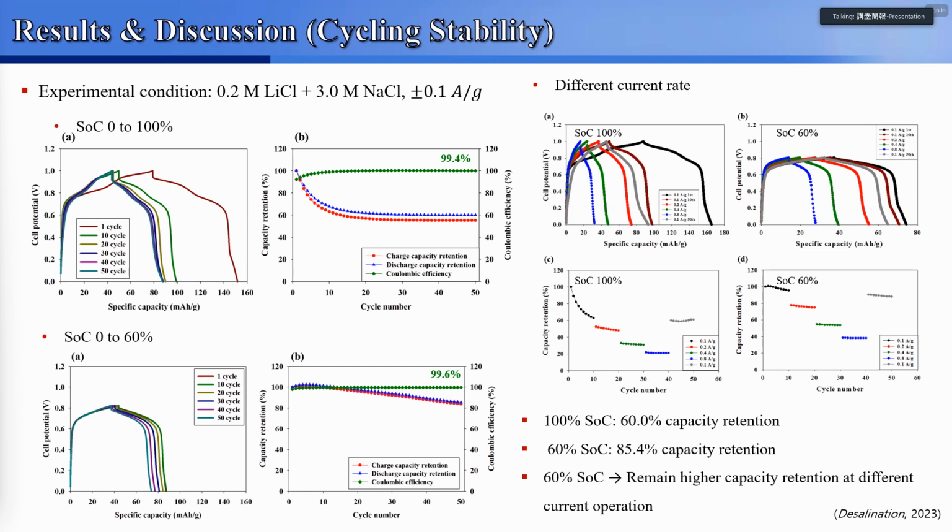And the right figure shows the cycling stability at different current rates. As you can see from this figure, 60% SOC control remains at higher capacity retention at different current operation compared to 100% SOC control.